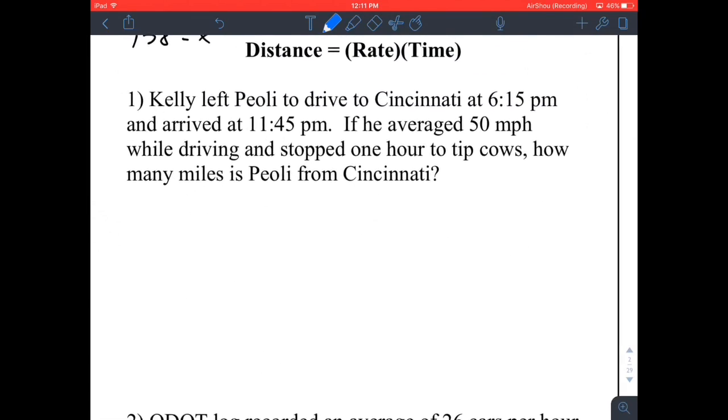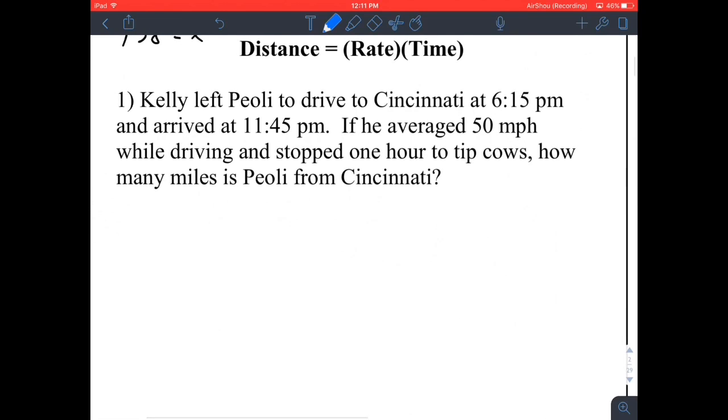Distance, rate, and time. Distance equals rate times time. Rate is the speed, like miles per hour. Time would be hours in that case, and distance would be in miles. Kelly left Pioli to drive to Cincinnati at 6:15 p.m. and arrived at 11:45 p.m. Well, right now, I think I need to figure out how much time that was.